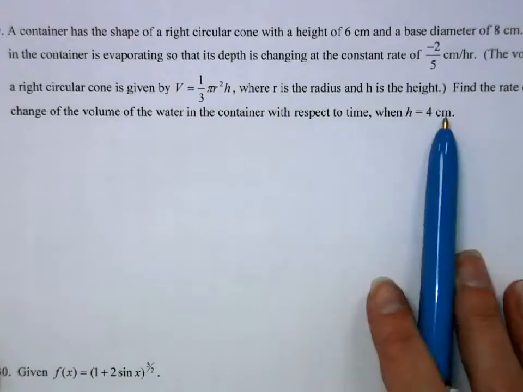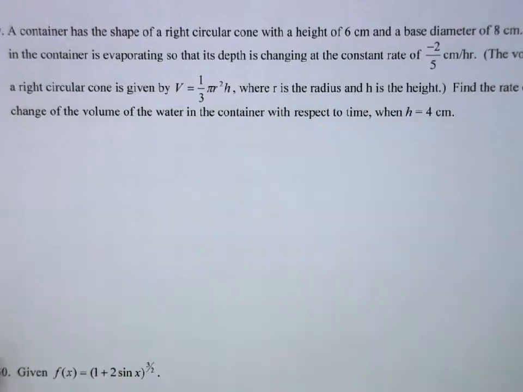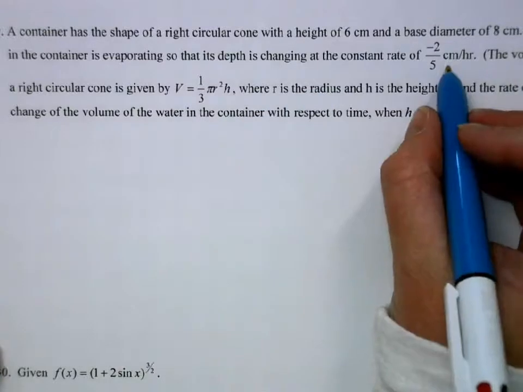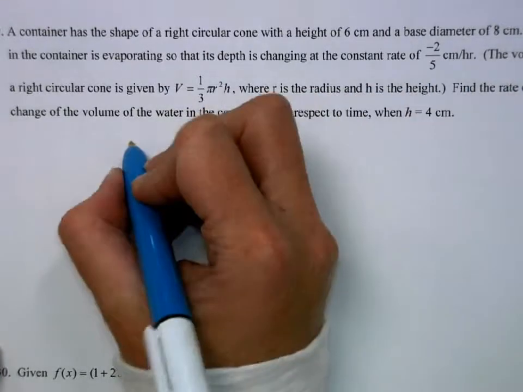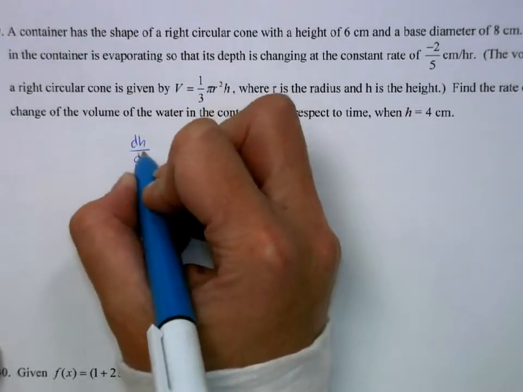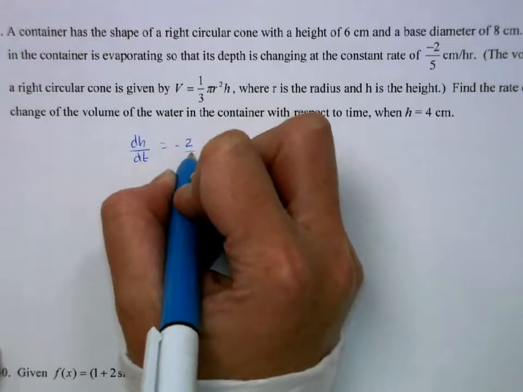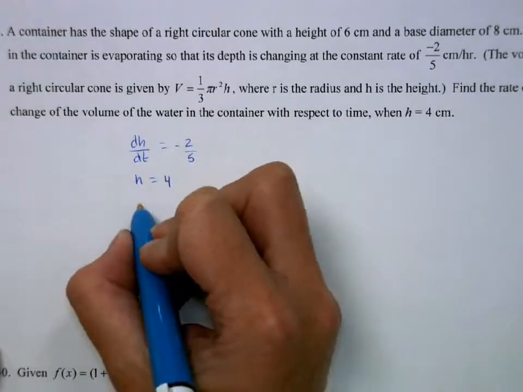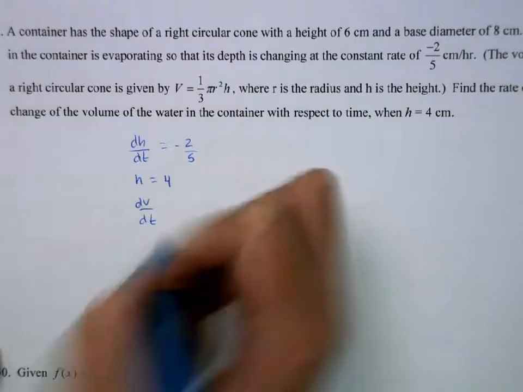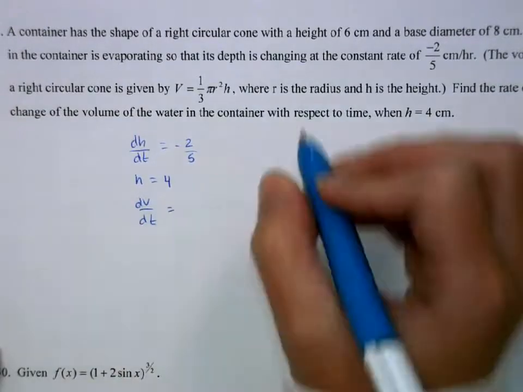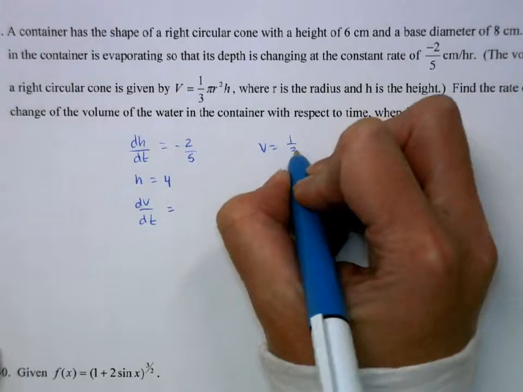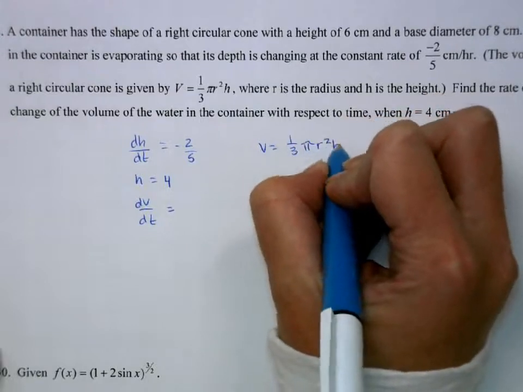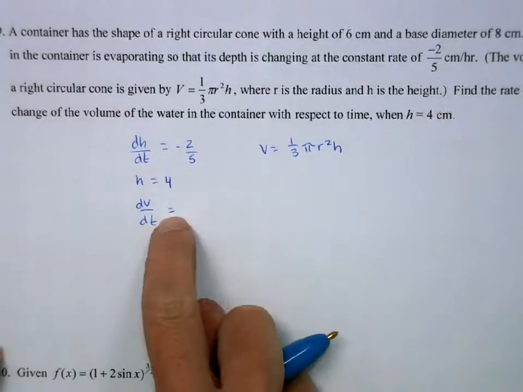So our variables we were given was the depth is changing, so dh/dt is negative 2/5. My h is 4, and we're trying to find dV/dt. Okay, so our volume is 1/3 pi r squared h, but we have nothing involving r here. So we're going to need to eliminate that.